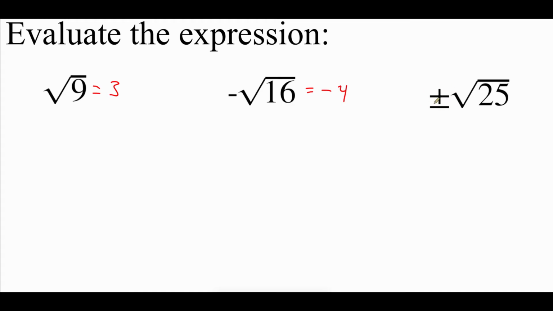Now this last one has a plus and a minus in front, which means that we want both answers. We want the principal root and we also want the negative root. Now we're looking at evaluating the square root of 25, so we're trying to think to ourselves what number times itself would give us 25. And the answer there is going to be 5. But since we want the principal root, the positive root, and the negative root with this plus and minus sign, I'm going to put a plus and a minus in front of this 5. So this means positive 5 and negative 5.